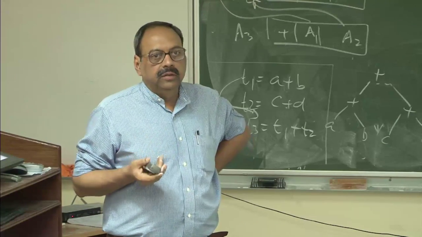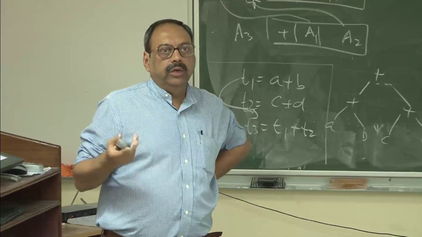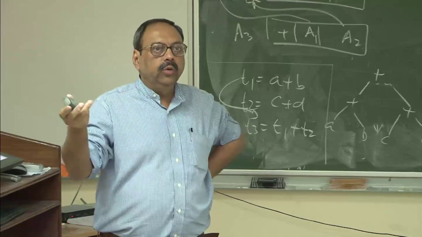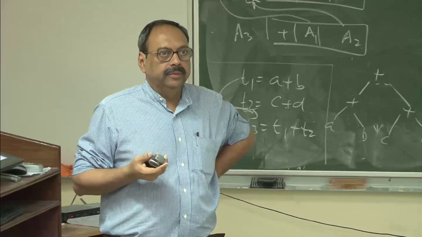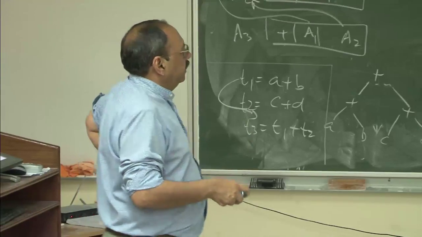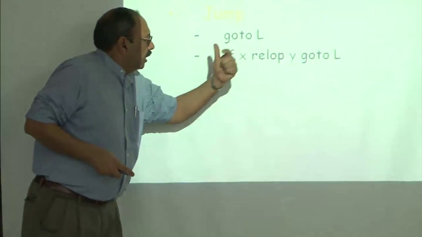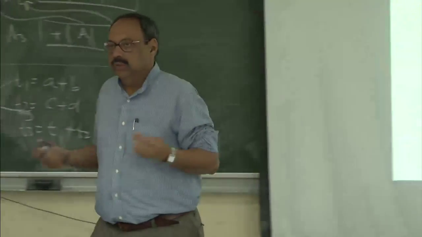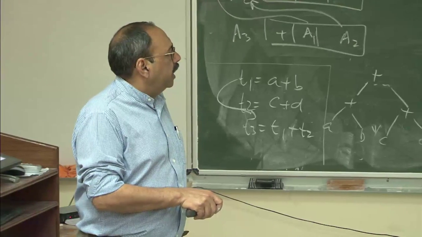Yes. If you have written an assembly language program, you know when you say jump to a label, what it means is that change your PC value from whatever is the current PC value to the new PC value where the instruction with label L is stored. So L is an address here, and this says if x rel y, and this is some relational operation, so x and y are now two operands, then jump to L. So this is a conditional jump.